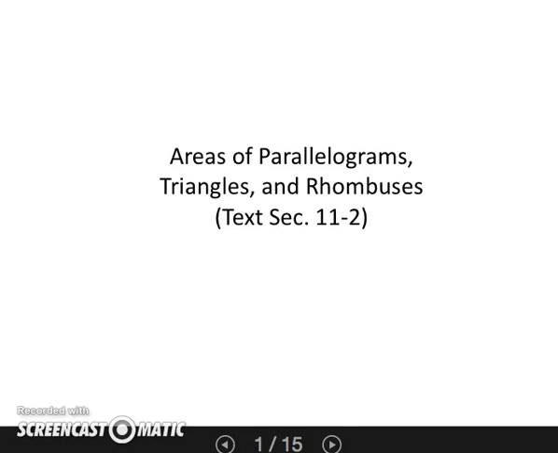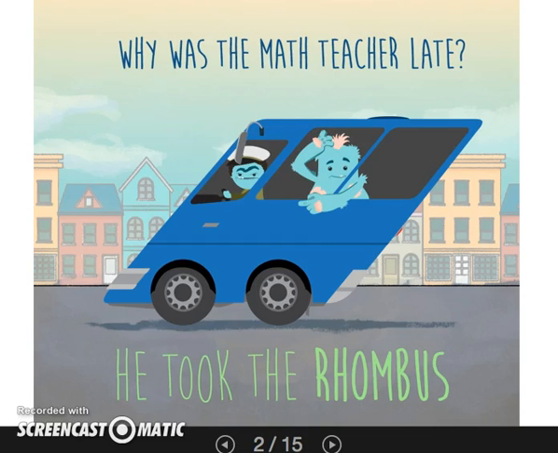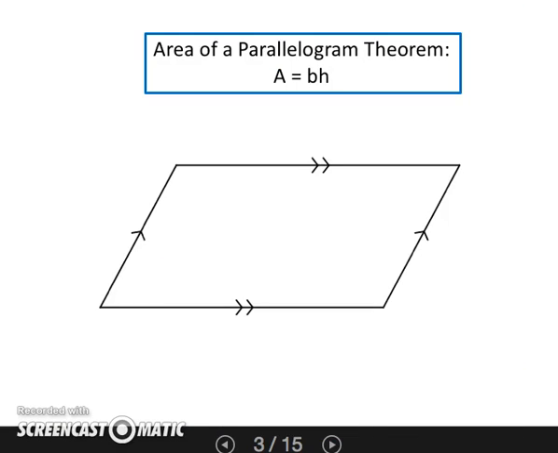This video is about the areas of parallelograms, triangles, and rhombuses. It's found in your text in section 11-2. Okay, we're going to start out with a theorem.